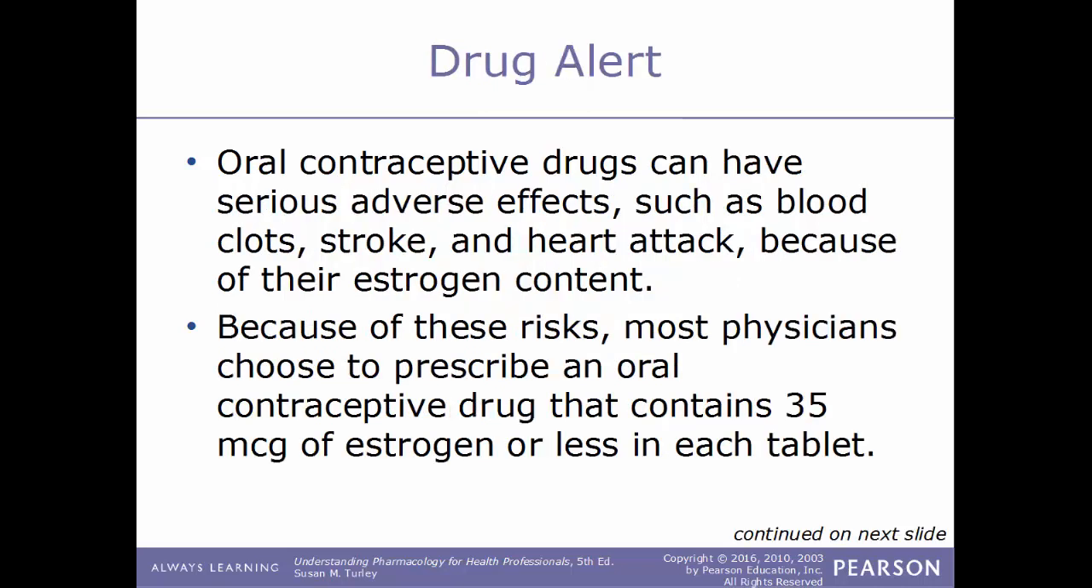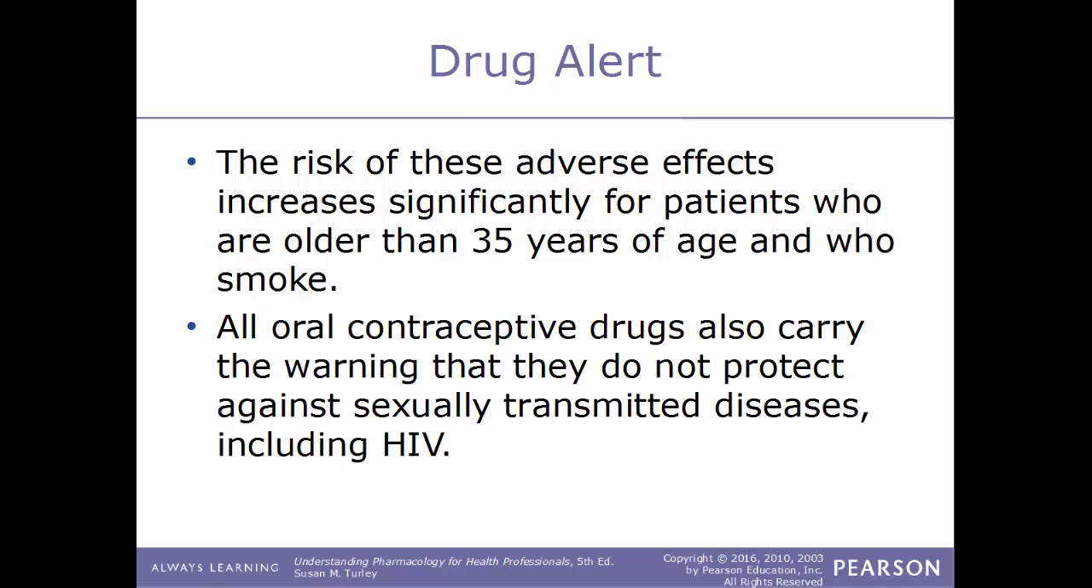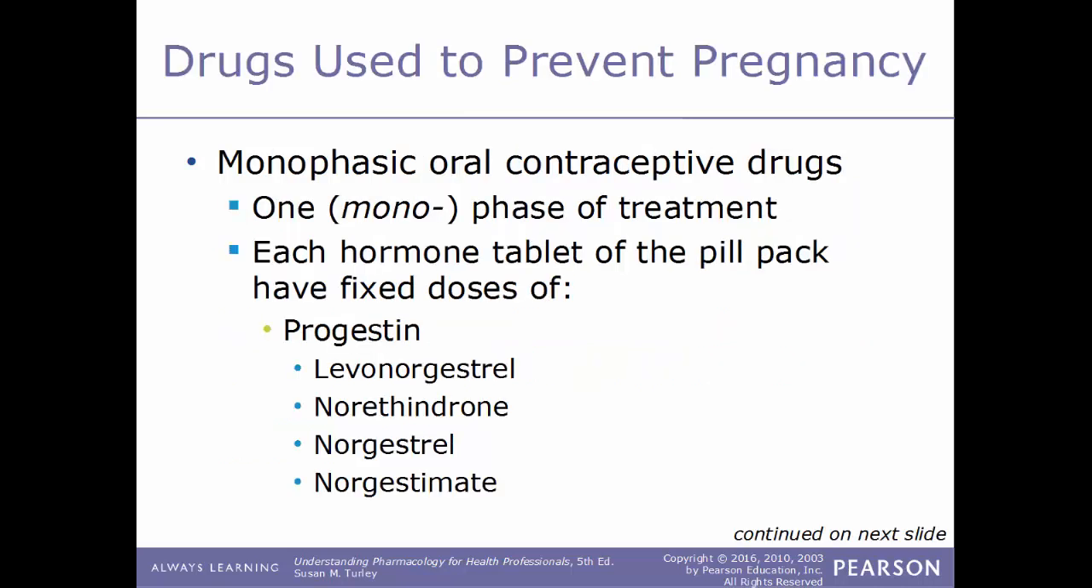Oral contraceptive drugs can also have serious adverse effects, such as blood clots, stroke, and heart attacks, all because of their estrogen content. Because of these risks, most physicians choose to prescribe an oral contraceptive drug that contains 35 micrograms of estrogen or less in each tablet. The risk of these adverse effects increases significantly for patients who are older than 35 years of age and also those who smoke. All oral contraceptive drugs must carry the warning that they do not protect against sexually transmitted diseases such as HIV.